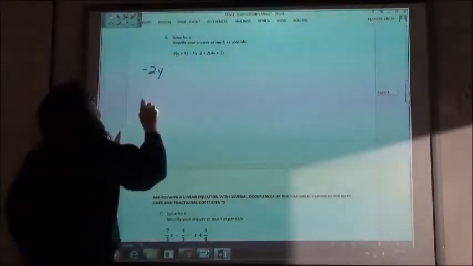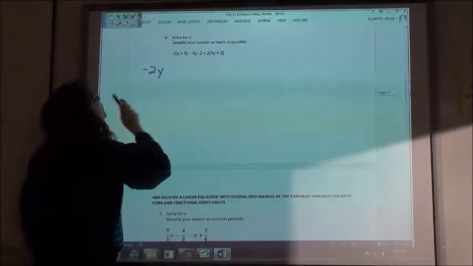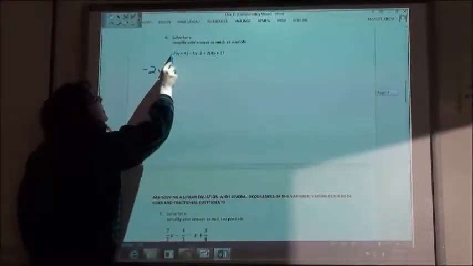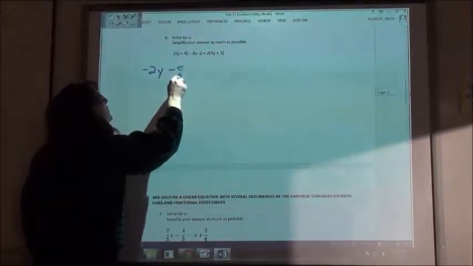So number 6, if we are simplifying that one, on the left side, if we do our distributive property, negative 2y plus 8. What's your sign? Was it going to be negative? It is, because I have a negative times a positive. Okay, negative 8.